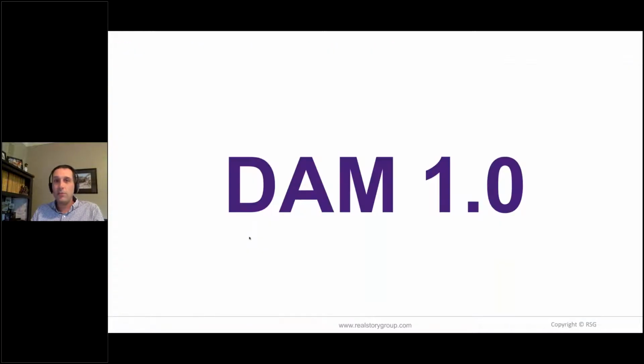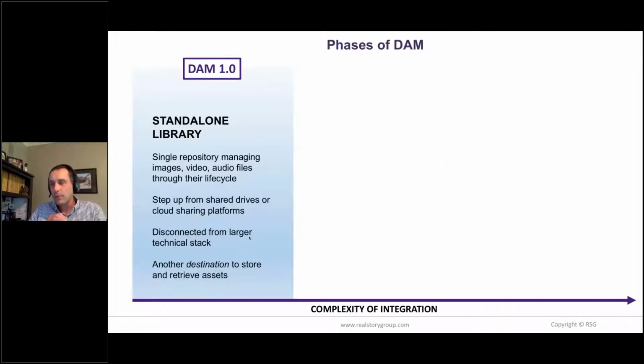Okay. So without further ado, let's jump into each of these phases. So we'll start, obviously, with 1.0. DAM 1.0 is something that I would characterize, if you will, as a standalone library. In that world, you have a single repository for managing images, video, audio files through a lifecycle. Now, in many cases, for many organizations, this is just a much improved step, but a single step nonetheless, from a bunch of shared drives or cloud sharing platforms across the organization.